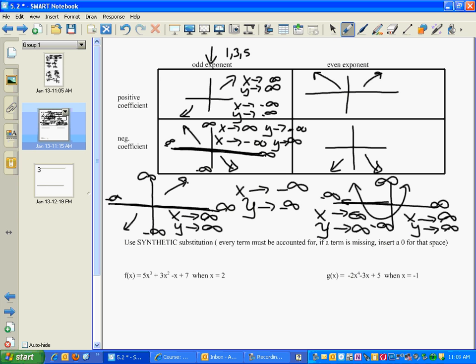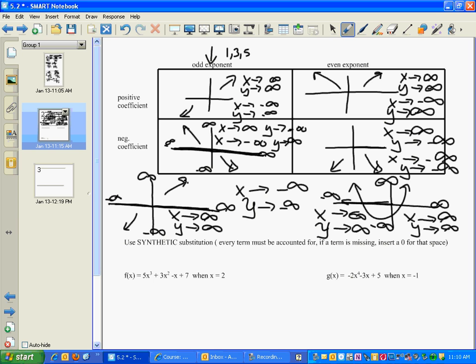Okay, what about this one? As x goes to positive infinity, what's y go to? And as x goes to negative infinity, what does y go to? Positive infinity. And here, as x goes to positive infinity, what's y going to? As I go right, then I go down. So that's negative. And as x goes to negative infinity, what's my y going to? Negative infinity.